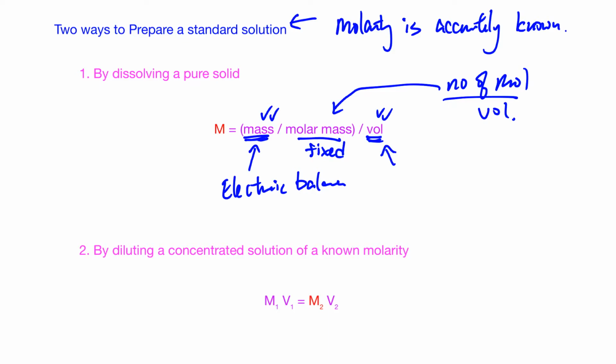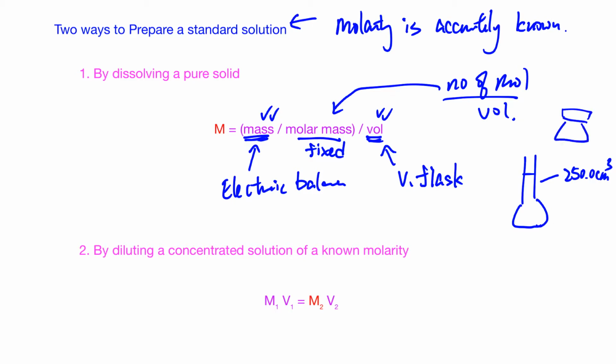The volume that we're talking about is the volumetric flask. In this illustration we have a volumetric flask. We know that this is 250.0 cm cube. The volume is accurately known. Then we have an electronic balance, and we can weigh the chemical accurately, say for example 10.0 gram. By doing so, we can make a solution with accurately known molarity.